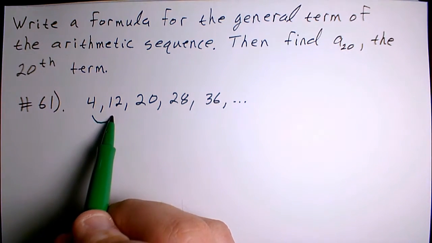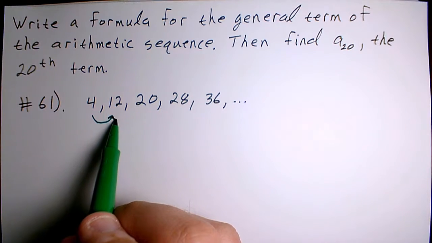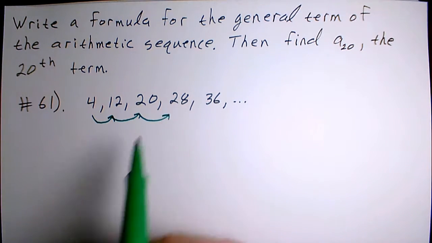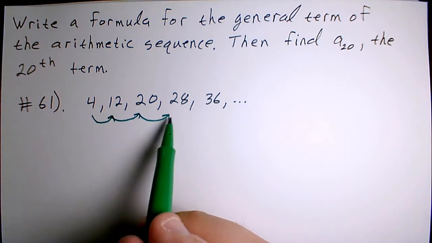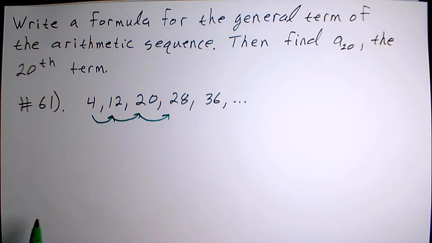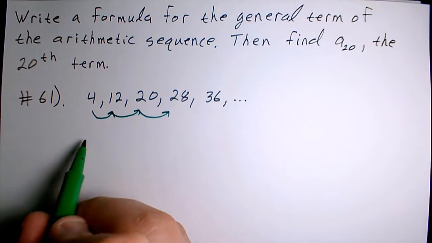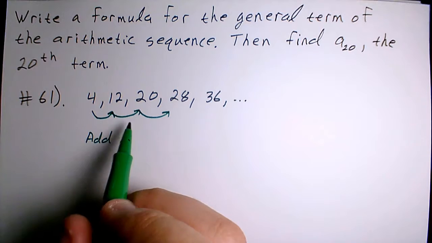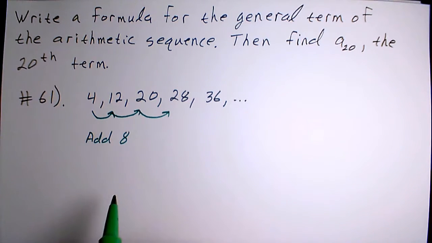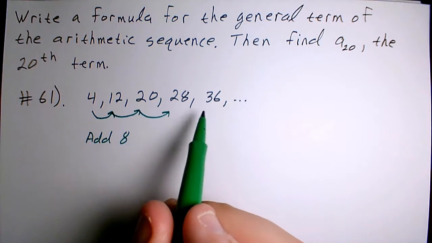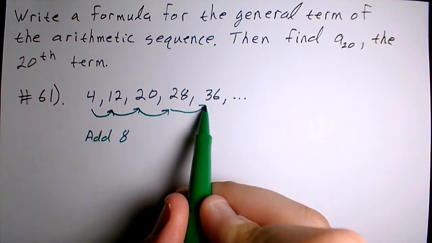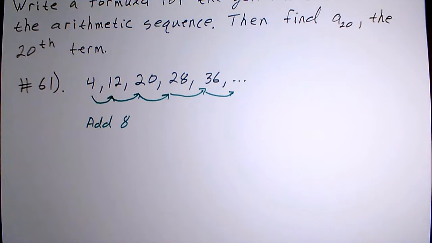So the question here is, since this is an arithmetic sequence, what's going on to go from 4 to 12? And then what's going on to go from 12 to 20? And then from 20 to 28? And so on. To go from 4 to 12, you add 8. To go from 12 to 20, you also add 8, and so on. Each number is just adding 8 to the last number. So this is our arithmetic sequence.